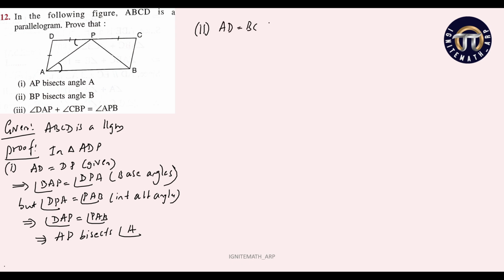Okay. So now what can I say? AD is equal to BC. They are opposite sides of the parallelogram. Correct, children? Okay. AD is equal to BC, but AD is equal to DP is equal to PC. This is given to you. So can I say that PC is equal to BC? See, BC is equal to AD also, AD is equal to PC also. We can say PC equal to BC. Clear, children? Okay, I'll just call this as equation 1. PC equal to BC we have proved.